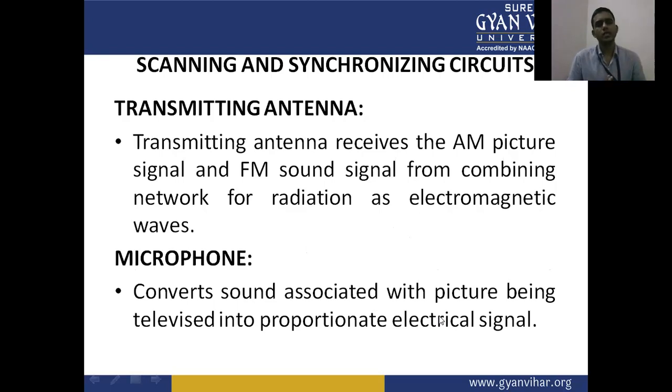Transmitting antenna. The transmitting antenna receives the amplitude modulated picture signal and FM sound signal from the combining network for radiation as electromagnetic waves. So this is the basic fundamental of the transmitting antenna. It combines the two signals through the combining network, and it radiates them as electromagnetic waves in the air, the atmosphere.